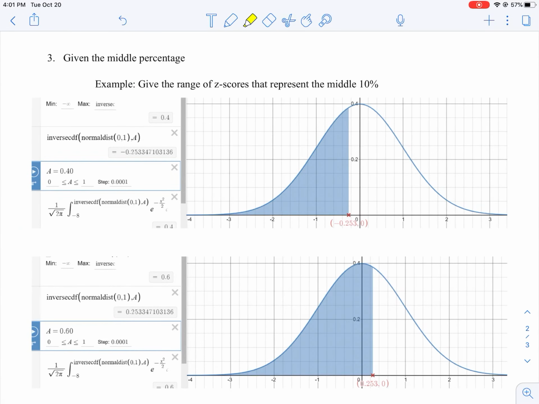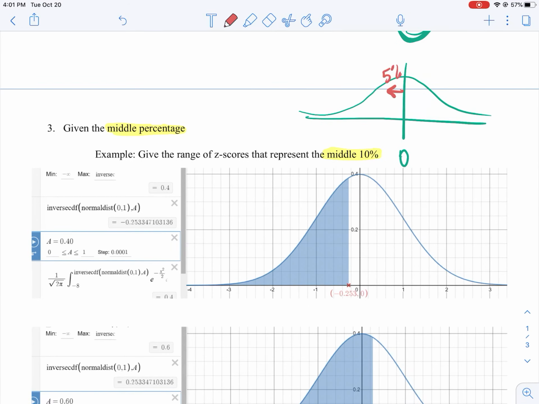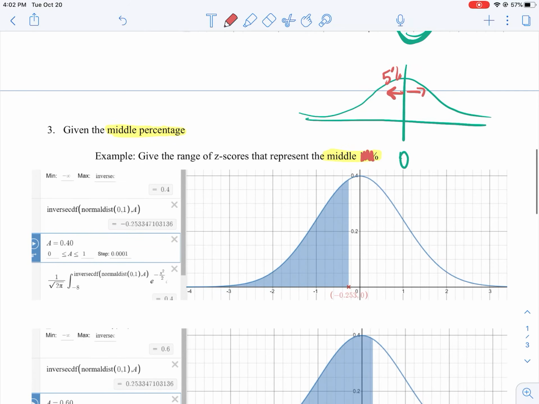All right, option number 3, and this I think is, for the most part, the most confusing: the middle, when it asks for the middle percentage. Just to clarify, when you think about a normal distribution curve, this being 0, when we say the middle, we mean that we're going to go 5% to the left and 5% to the right, which I think in my example I did differently. So let's change this to the middle 20. I apologize.